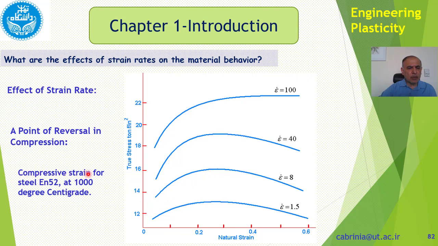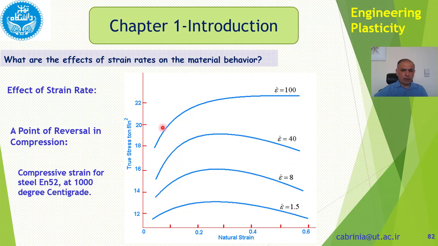Here we have a specimen compressive strain for steel EN52 at 1000 degrees centigrade. Notice 1000 degrees centigrade, that's the testing temperature. True stress, ton force per inch squared. Have a look at these curves. If we have a high speed loading, epsilon dot equal to 100 per second, that's the behavior of the material. 40 per second, 8 per second, 1.5 per second.